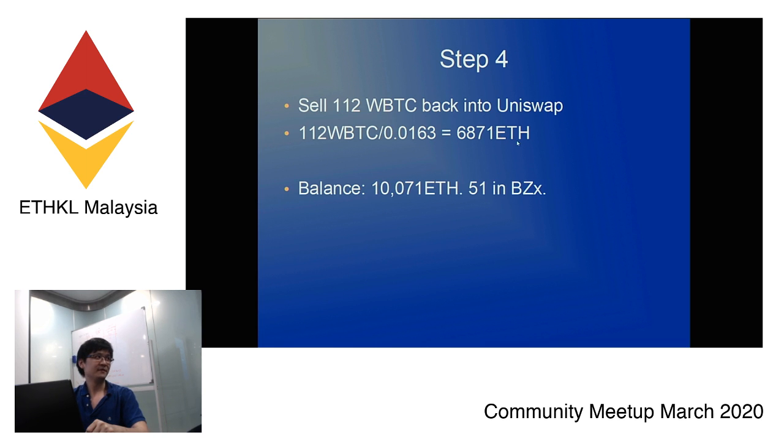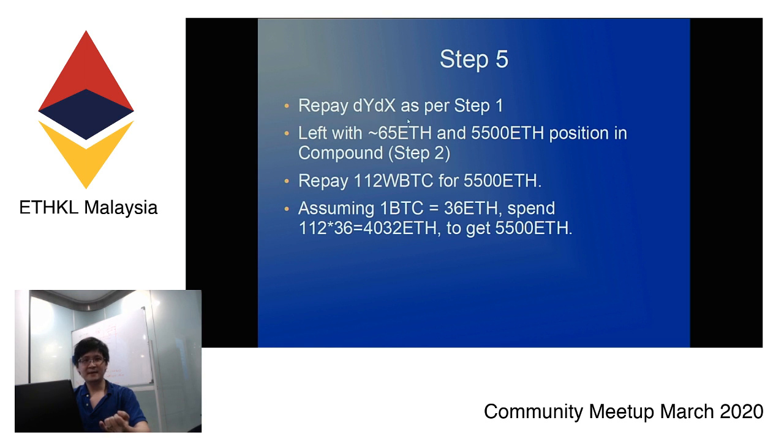6,871 ethers in return. So remember earlier the person made a loan of 10,000 ethers from dYdX. He can now pay back that 10,000 to dYdX. So the last step is just to repay dYdX. He's left with this sort of chump change, but he still has that position with Compound. Because remember that 112 WBTC which he took out from Compound, he just needs to repay that amount. So that's basically the sequence of the attack.